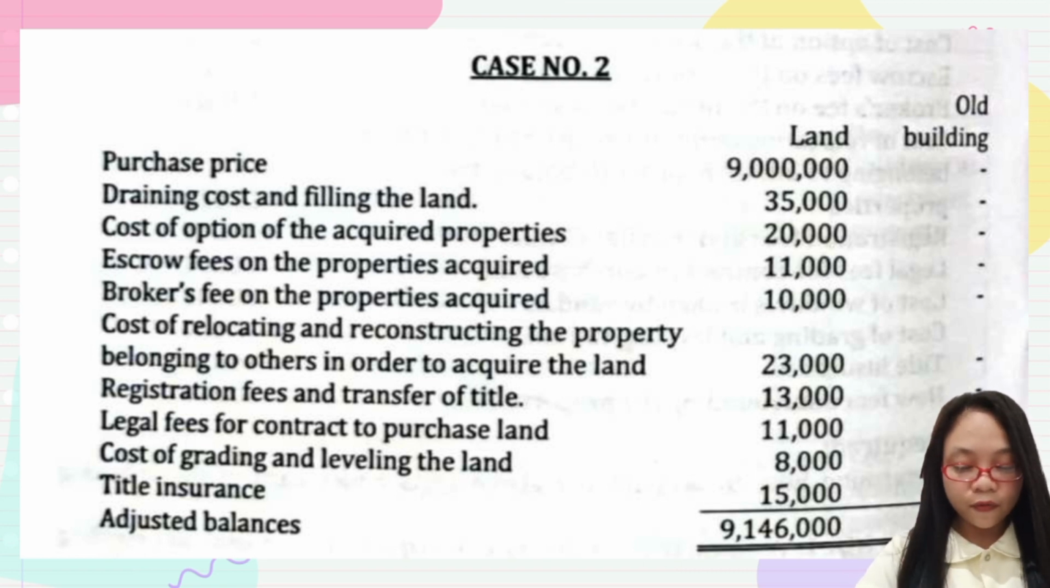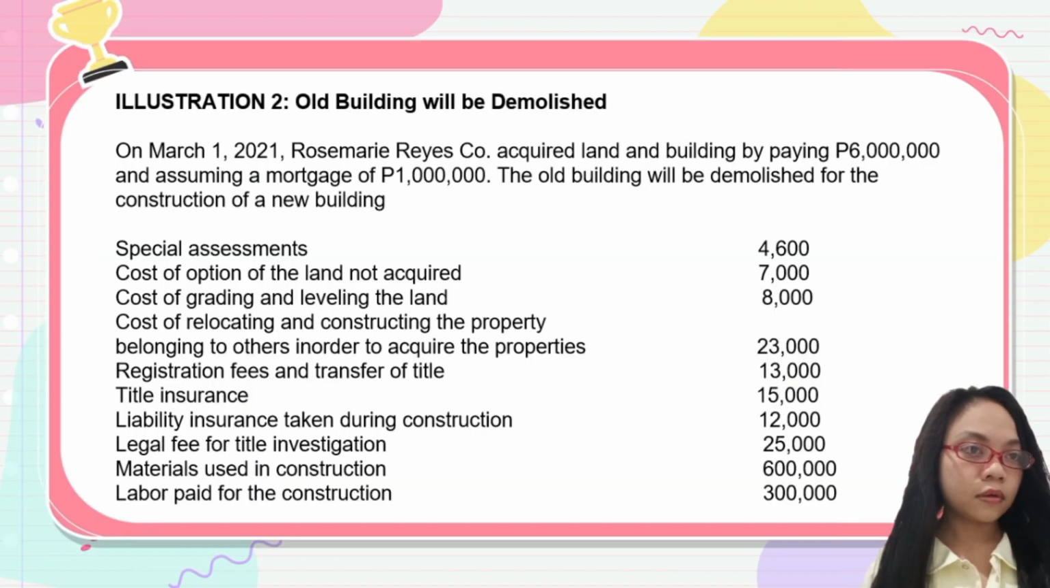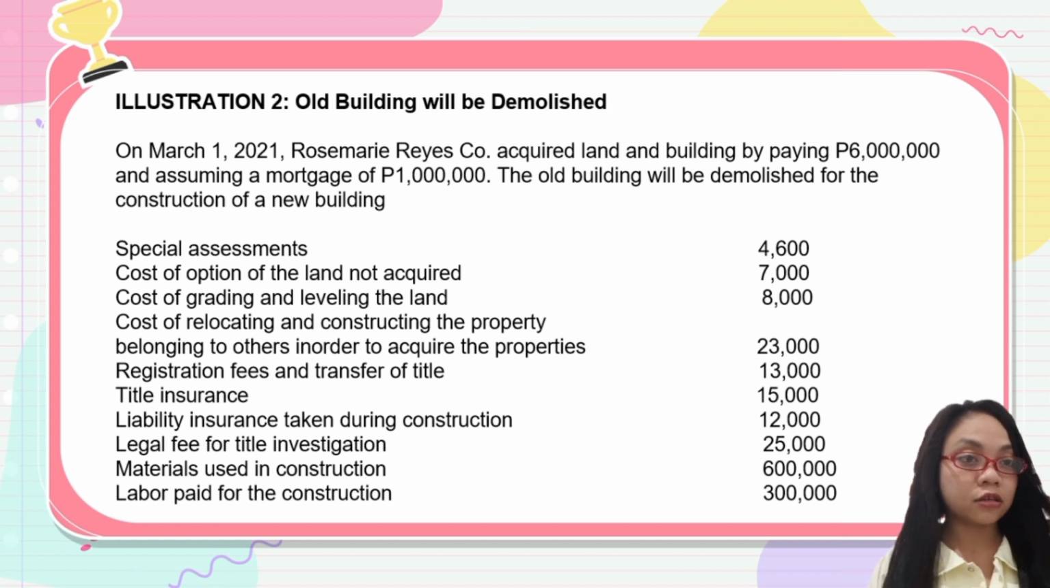And then the cost of windows broken by vandals is charged to expense since it is not part of the acquisition of the property. For illustration number 2, the old building will be demolished. On March 1, 2021, Rosemary Reyes Corporation acquired land and building by paying 6 million pesos and assuming a mortgage of 1 million pesos. The old building will be demolished for the construction of a new building.